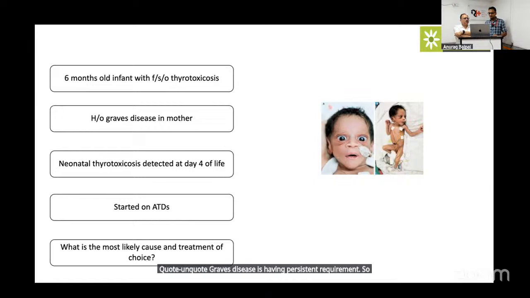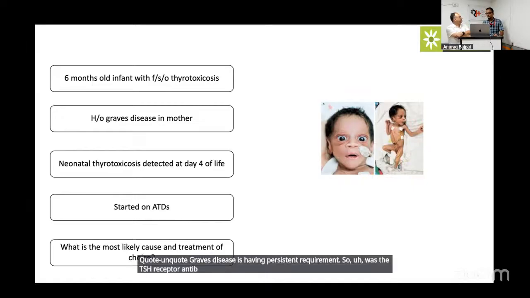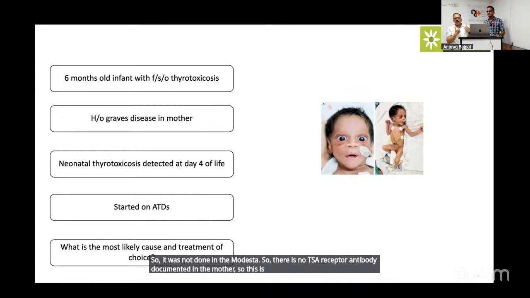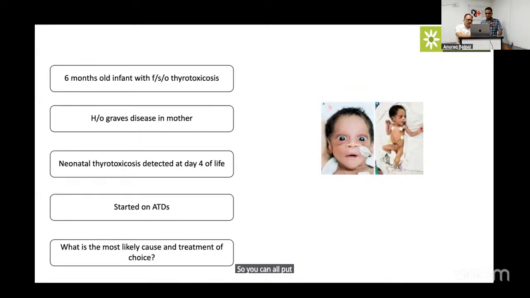So was the TSH receptor antibody done in the mother? It was not done in the mother, sir. So there is no TSH receptor antibody documented in the mother. So this is a clue. Are we dealing with Graves' or is it something else? So you can all put it in the Q&A part.